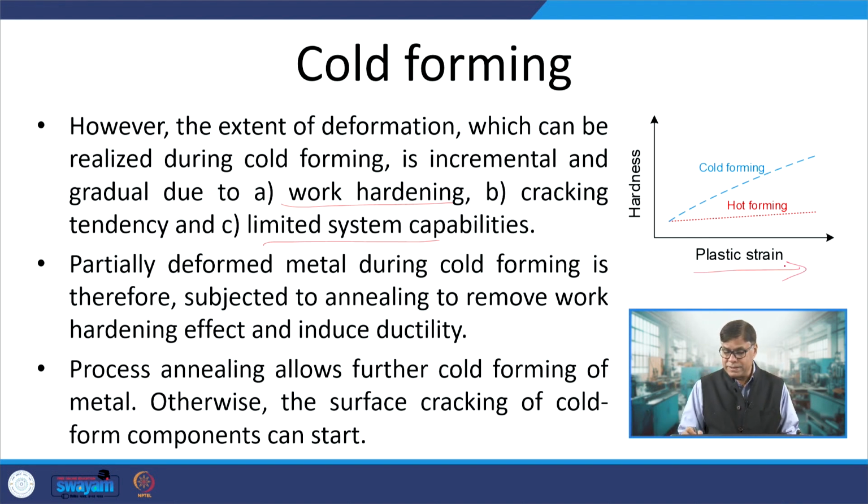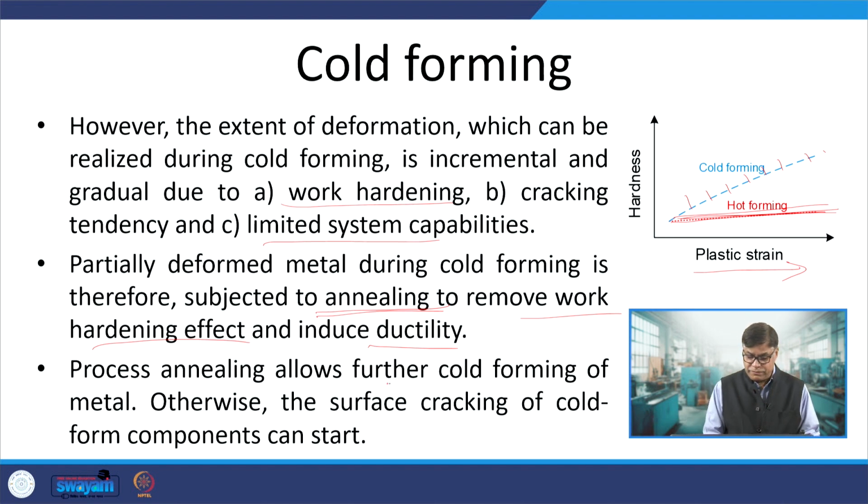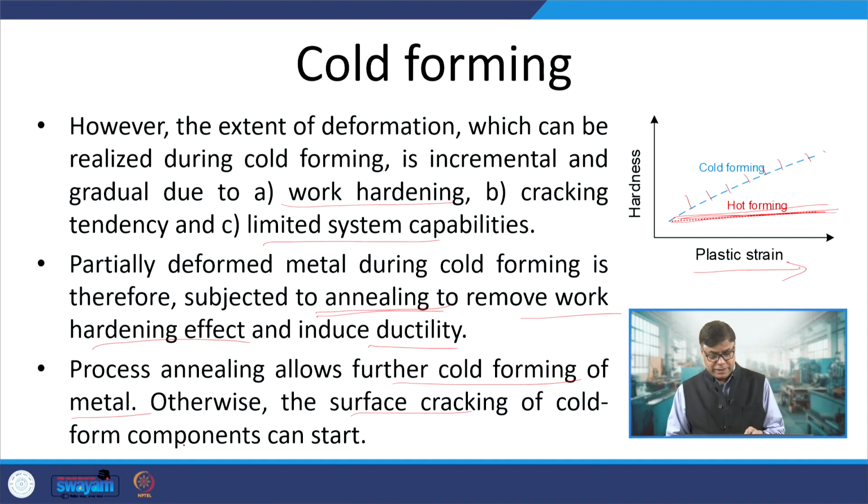When plastic deformation is carried out, there will be an increase in plastic strain, and that will cause the hardness and yield strength to increase continuously. Under hot conditions, the work hardening is very limited or absent. So this curve usually remains flat, and there is no significant increase in yield strength and hardness. Partially deformed metal during cold forming is therefore subjected to annealing, that's process annealing, to remove the work hardening effect and induce ductility. If this is not done, it will start showing cracks in later stages of cold forming. Process annealing allows further cold forming of the metal, otherwise surface cracks of the cold formed component can start.